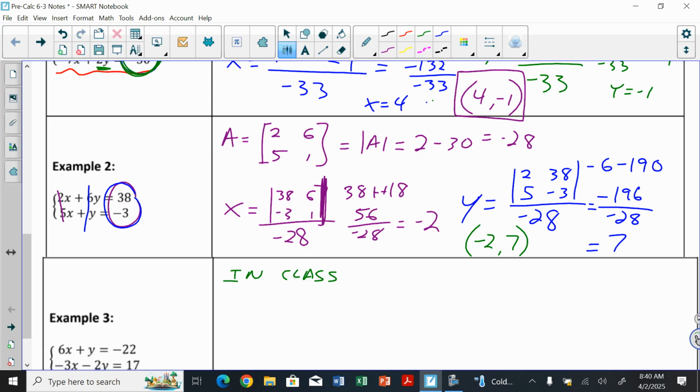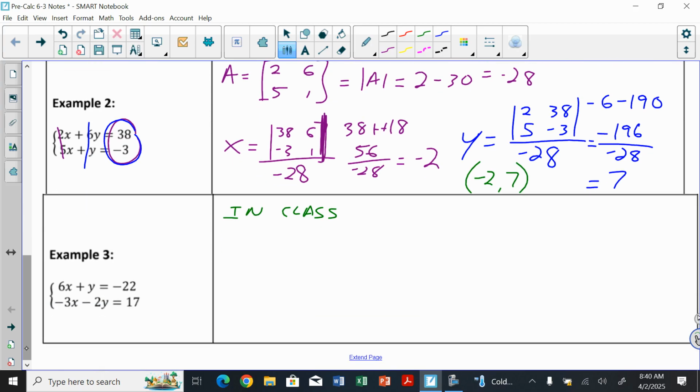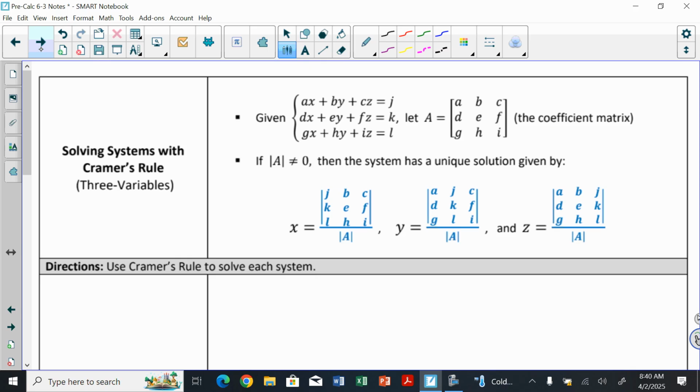You can do it on your own if you want, just to get a little extra practice, but we'll do that one in class as well. Let's shift to the other side. So now we're talking about 3 variables and a 3 by 3 matrix.